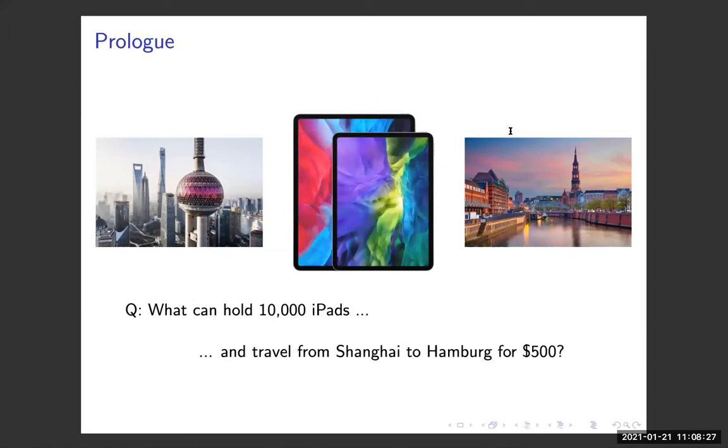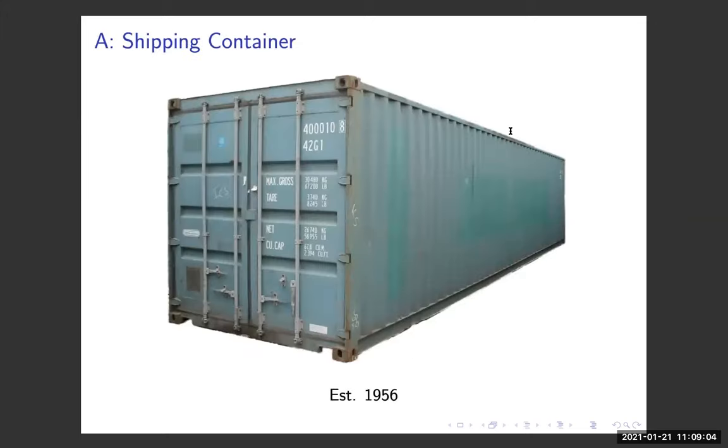Okay, so let's talk about containers. If you start learning about containers and you maybe watch some talks by people, there's always one analogy that people give to prompt people to understand the concept of what containers are useful in the software world. It comes from a very different place in the physical world. This is sort of a leading question, but basically, I would ask, what can hold 10,000 iPads and travel from Shanghai to Hamburg for approximately $500? And the answer is a shipping container, right?